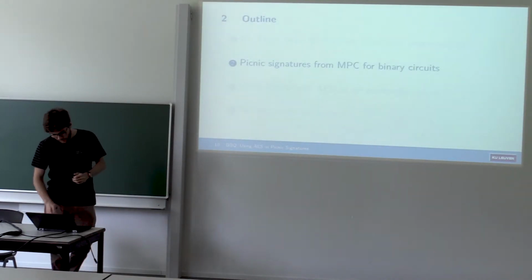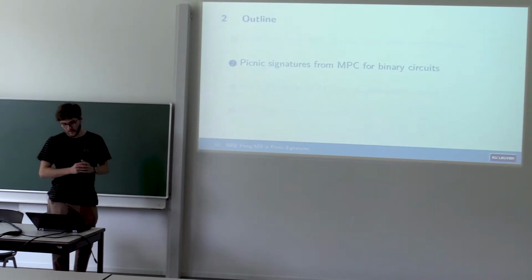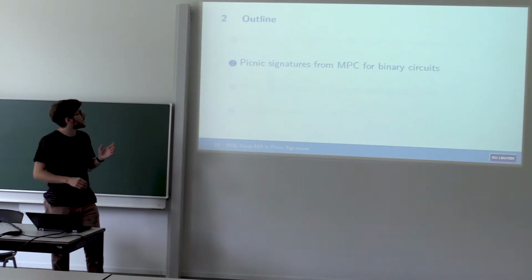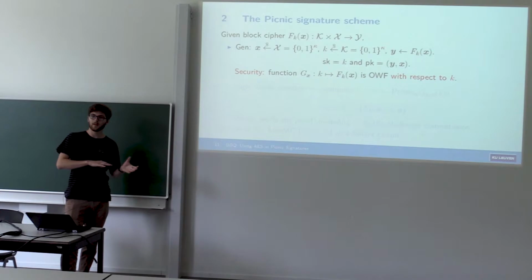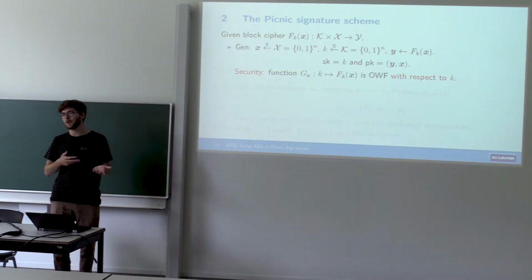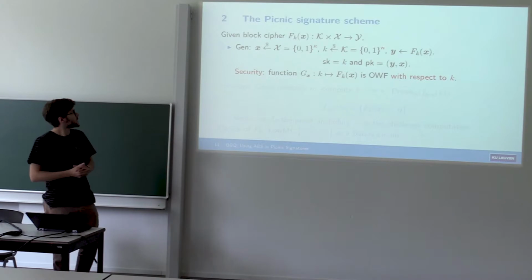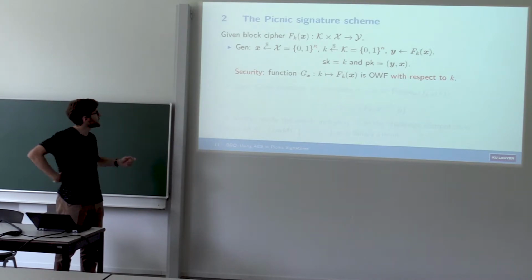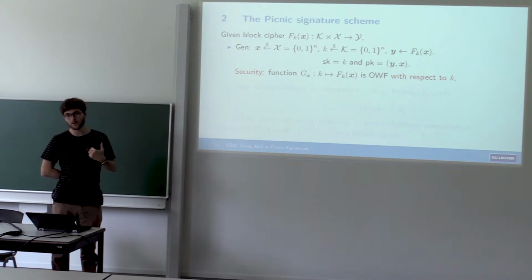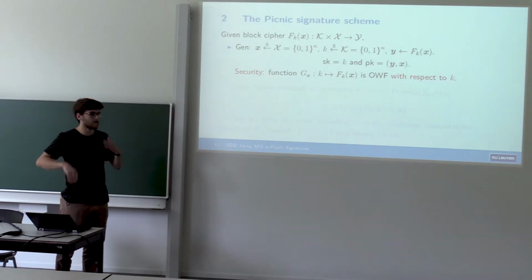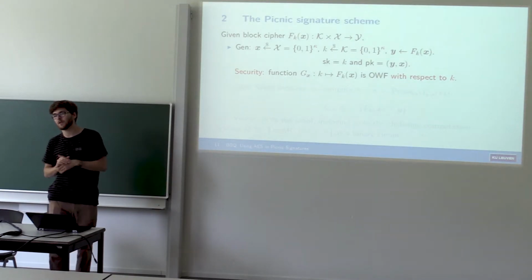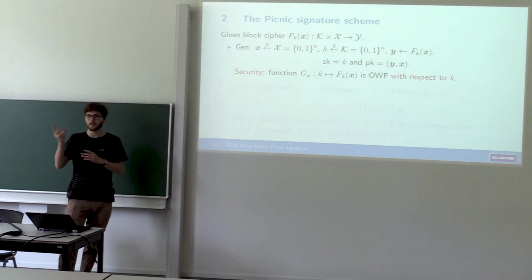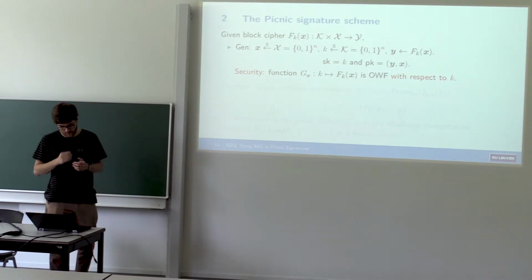So how do Picnic signatures for MPC binary circuits work in this kind of thing? The Picnic signature scheme is a little strange because it's a public key primitive, it's a signature scheme, but it relies on symmetric key assumptions. So we have a block cipher F, and the key generation is that we pick a random plaintext block, a random key, we evaluate it to get the corresponding ciphertext block, and then the plaintext-ciphertext pair is the public key of the signature scheme. And the secret key is the symmetric key that links them under the block cipher.